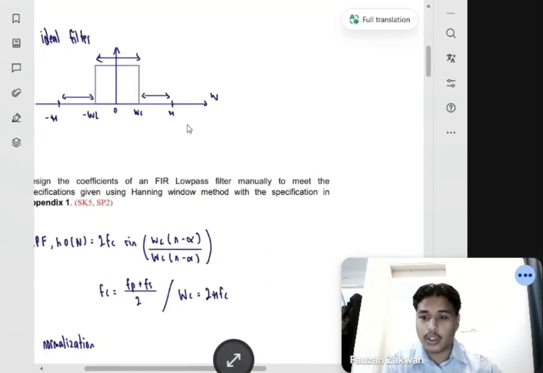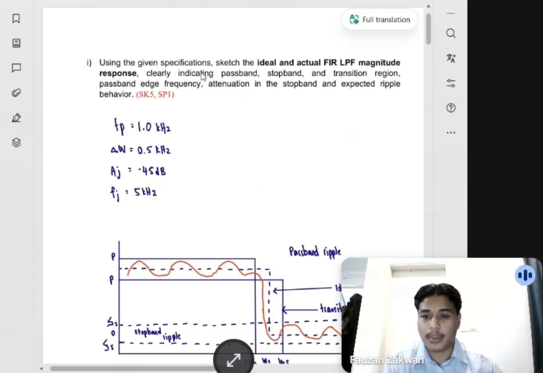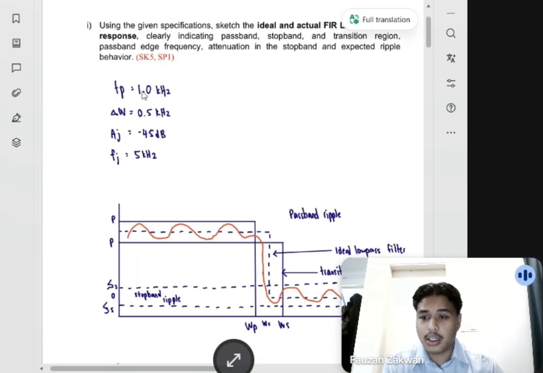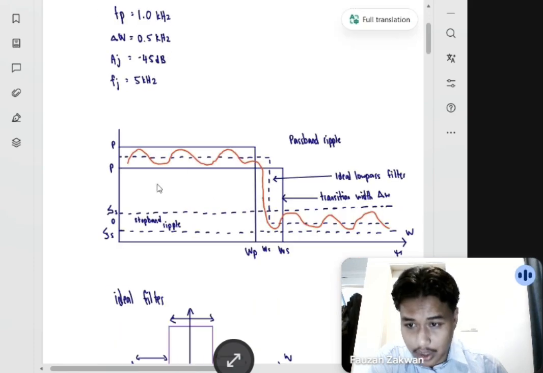So, as you can see, the first question is: using the given specifications, sketch the ideal and actual FIR LPF magnitude response, clearly indicating the passband, stopband and transition region, passband edge frequency, attenuation in the stopband and the expected ripple behavior. Here Fp is 1.0 kilohertz, the next one is 0.5 kilohertz, negative 45 dB and 5 kilohertz. As you can see here, this is the sketch that I have made.